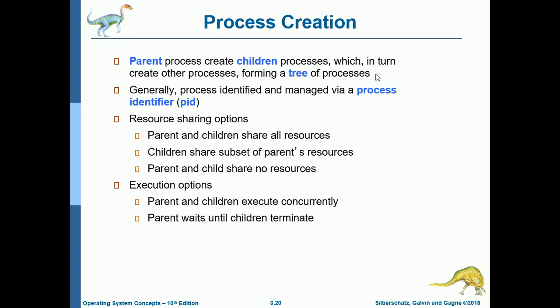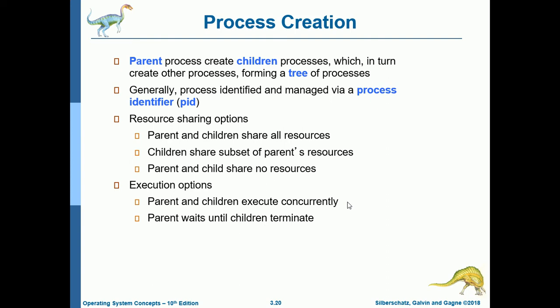Generally, a process is identified and managed via a process identifier. So we have resource sharing options. Parent and children share all resources, or children share a subset of the parent's resources, or the parent and child share no resources. And then the execution options: parent and children execute concurrently.